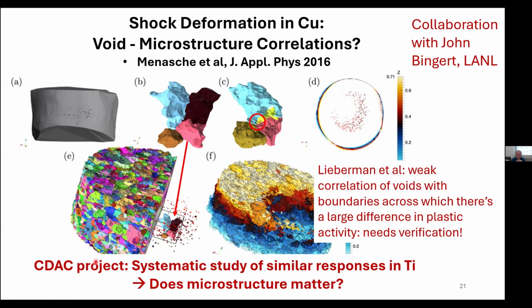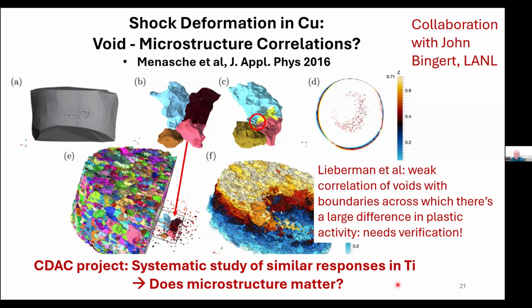And so in the CDAC, our plan is to do a more systematic study of similar responses in titanium. Titanium is more anisotropic, so it should have a greater range of sensitivities in the microstructure to voiding. And really, the bottom line question is, does microstructure matter for the in-shock deformation? Can we find local sources for deformation or for failure within the shocked volume?